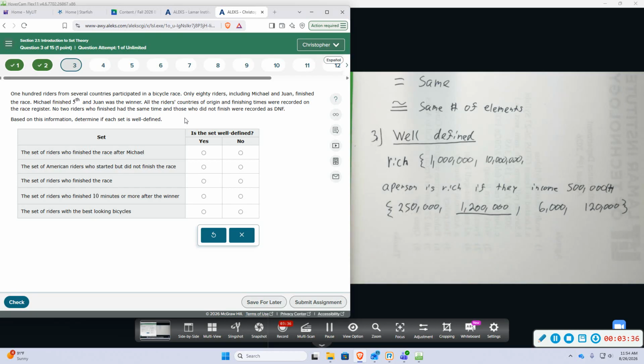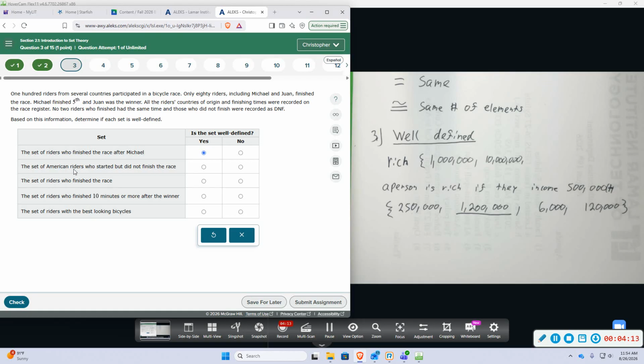So we are looking for the same thing in this problem. It says the set of riders who finished the race after Michael. Is that well defined? We could pick those out if we had all the times, because nobody had the same time. We know he finished 5th and only 80 riders finished the race total. So we know there's going to be 75 below him. And so, yes, we could figure out who would be in that set.